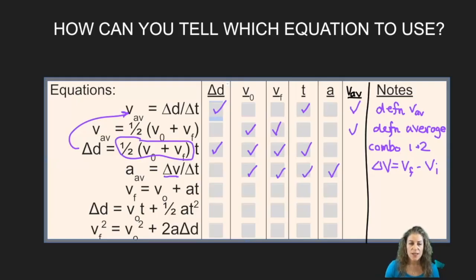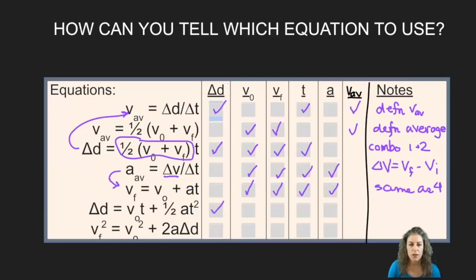This expression is exactly the same as this one. These are the same. They have the same exact variables. So look, initial velocity is here, final velocity is here, acceleration and time. So I've just rearranged the previous equation.